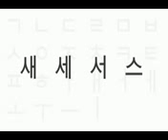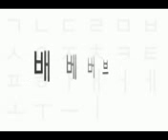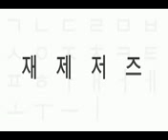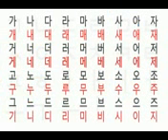에, 어, 으. 세, 서, 스, 배, 버, 브, 제, 저, 즈, 레, 러, 르. And now, after watching part 1 and part 2 of this series, you have learned these individual letters and you can read all of these combinations.